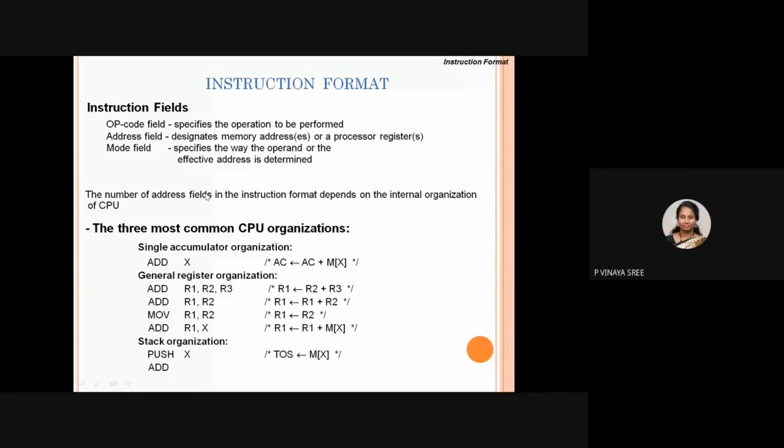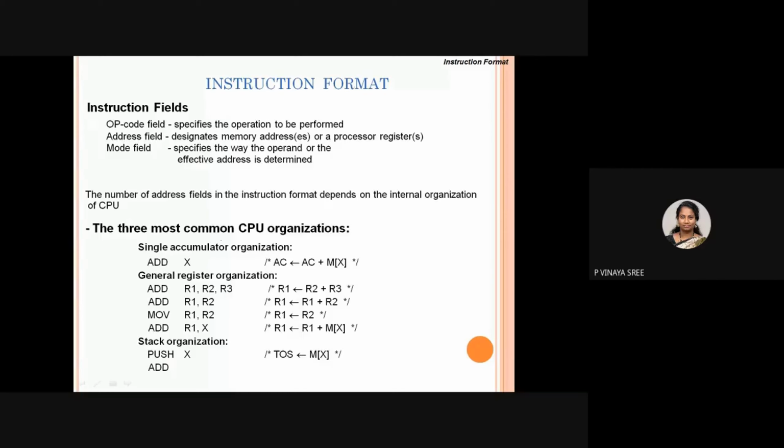Okay. So instruction fields: we know that in an instruction format we have an opcode field, an address field, and a mode field. In this we'll be concentrating on the address field. The number of address fields in the instruction format depends on the internal organization of the CPU.